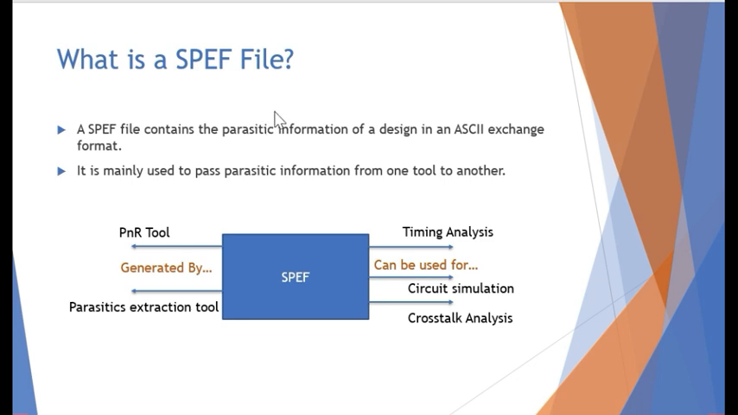So this file is generated by some tool and it is mainly used to pass the parasitic information from one tool to another. So the SPEF is mainly generated by the PNR tool or the parasitic extraction tool. SPEF generated by parasitic extraction tool is more accurate. So then this SPEF is then passed to the timing analysis tool for the timing analysis or crosstalk analysis, and it can also be used in circuit simulation. So the SPEF is getting generated from the main DB and then it is getting used for timing analysis. Those RC values are being used for the calculation of delay so that timing analysis can be done.